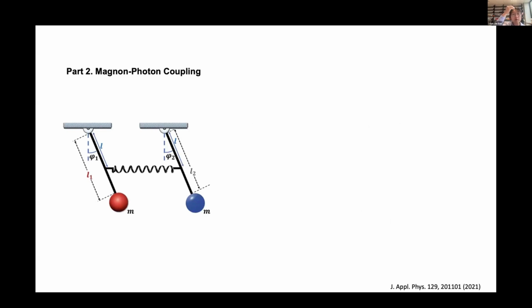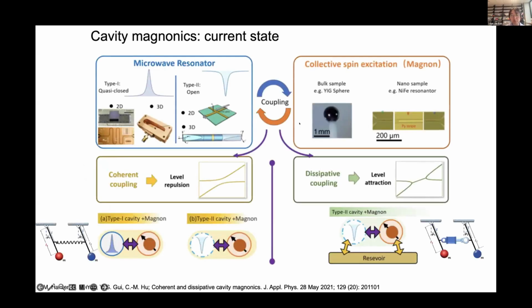In my view, my picture of Magnon-Photon coupling was just two harmonic oscillators that are coupled, like two pendulums coupled with a spring. But it turns out there's also another type of coupling. It was new to me that there was a whole field of cavity magnonics, and I think it's been studied quite extensively. And I've also learned about the dissipative coupling.